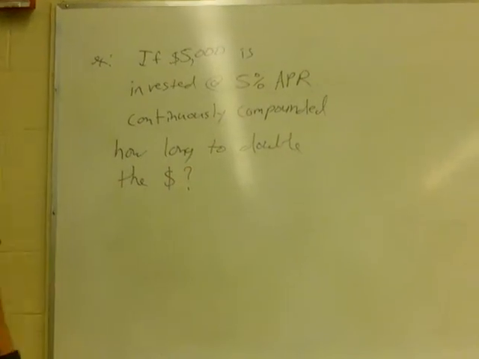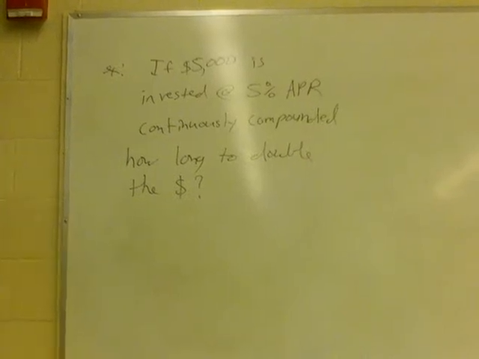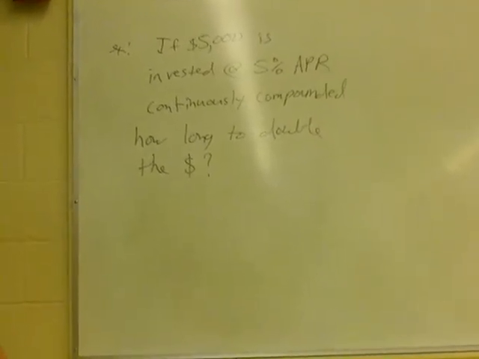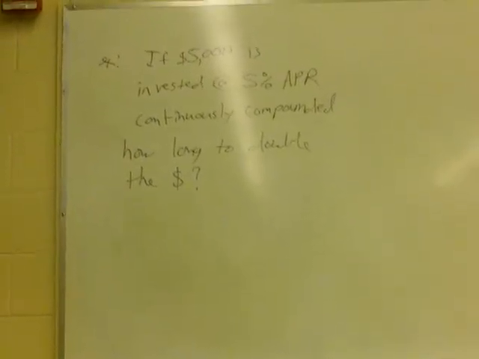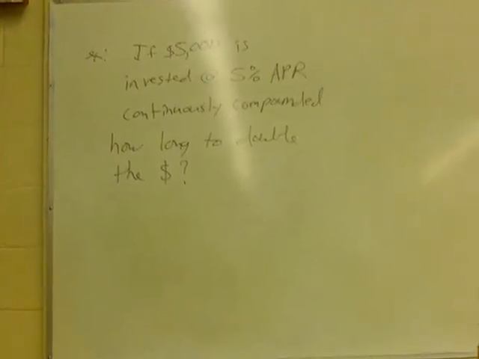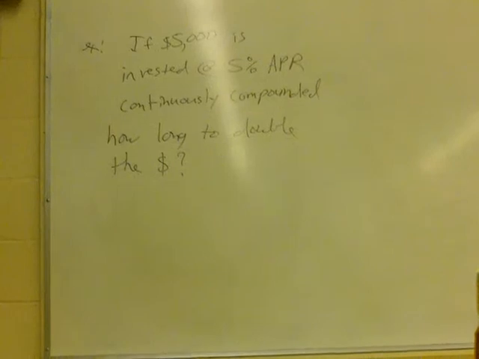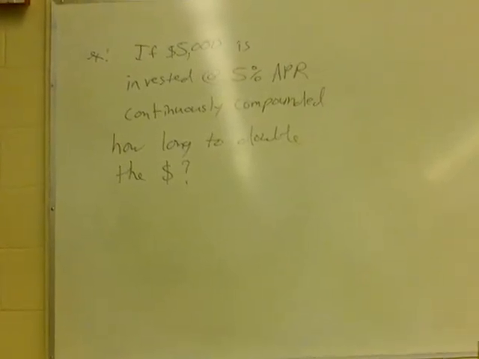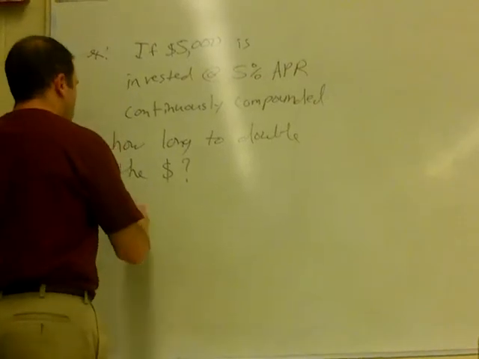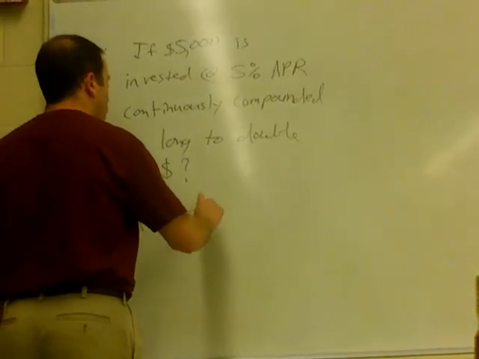We want to know how long it's going to take to double the $5,000 to become $10,000. We could make a T-chart. That's one way, but there's an easier way. We need to use PERT. We should write down the formula: A equals P e to the rt.